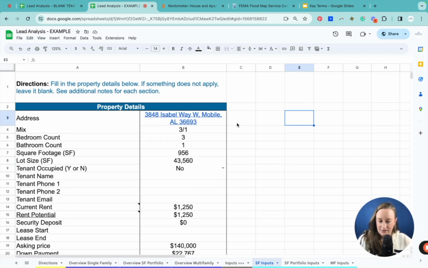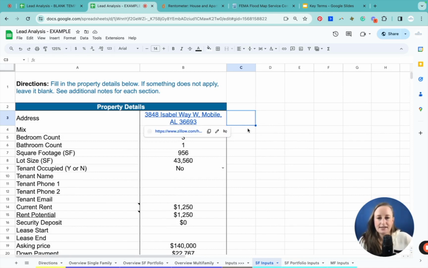Just to save everybody some time, I went through and put this information in already. This is actually an active deal that we've been working on for the past couple months. I saved this information from a couple months ago when we first bought it, but we actually listed it on the market a couple weeks ago, and it's under contract. The deal panned out almost exactly how we put it into our spreadsheet. So that's kind of cool to see.